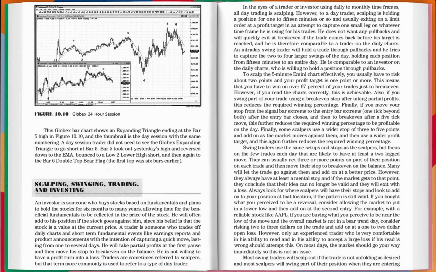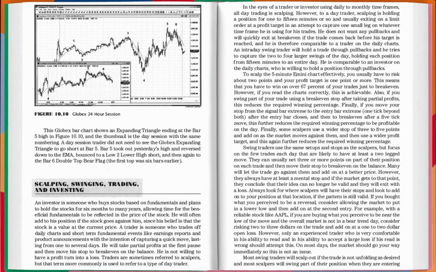This Globex bar chart shows an expanding triangle ending at the bar 5 high in figure 10.10, and the thumbnail is the day session with the same numbering. A day session trader did not need to see the Globex expanding triangle to go short at bar 5.